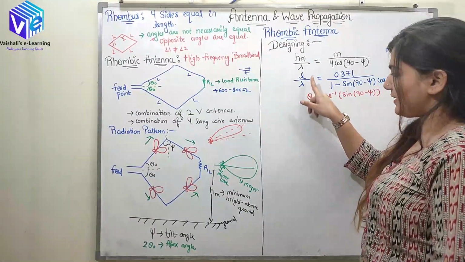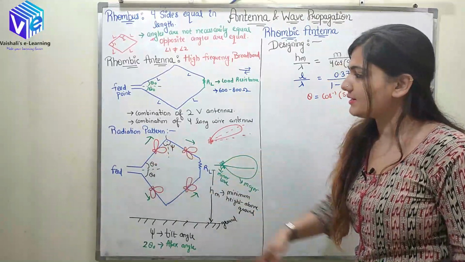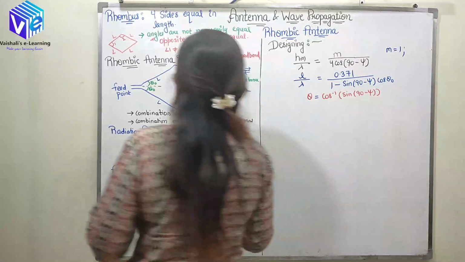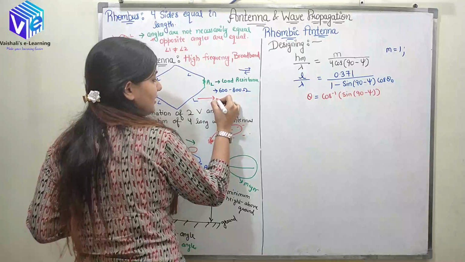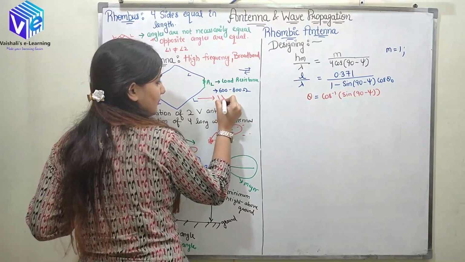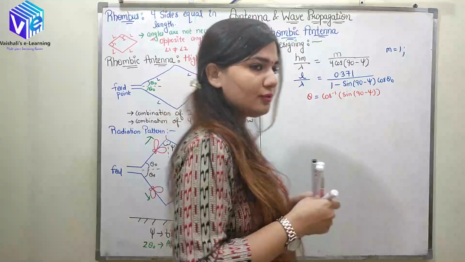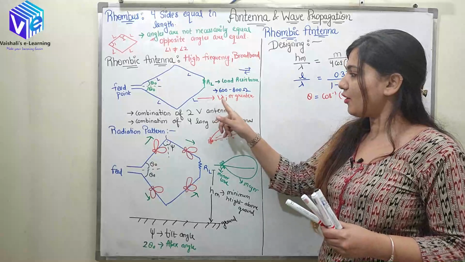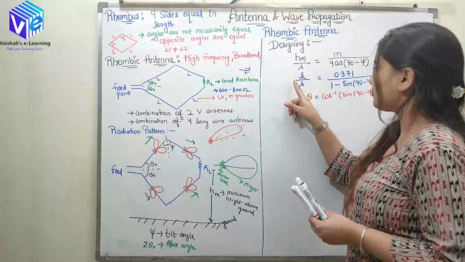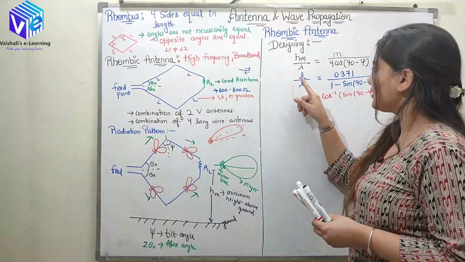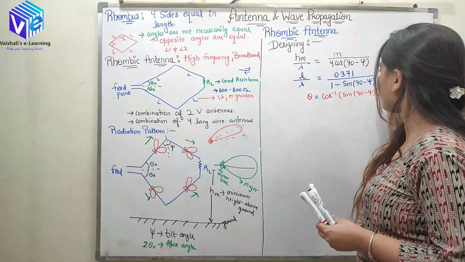The second thing I need is L. I need to know the length of my rhombic antenna, here denoted with capital L. The length is 1 lambda or greater than it. Generally I take the length in the order of lambda, 1 lambda, 2 lambda, but I need to know exactly what L is. To find L, I have this formula: L upon lambda is equal to 0.371 into 1 minus sine of (90 minus psi) into cos theta naught.